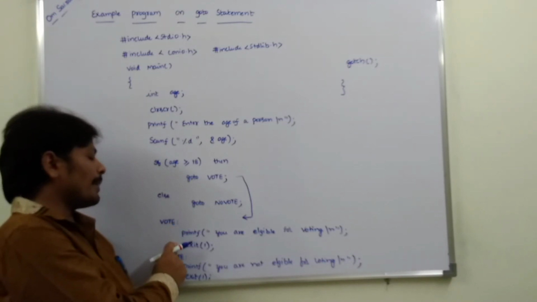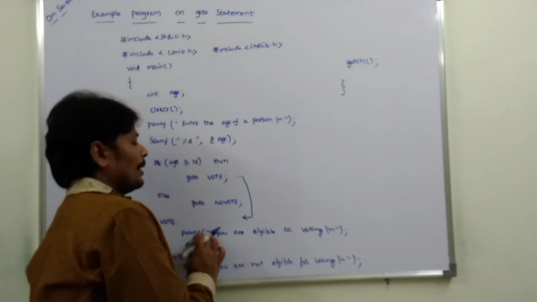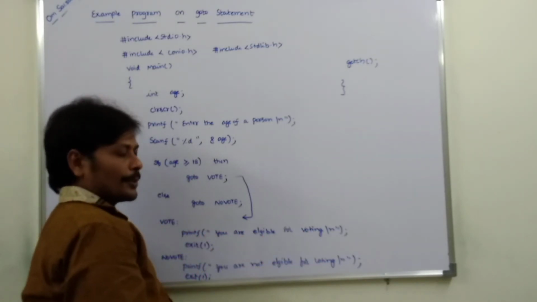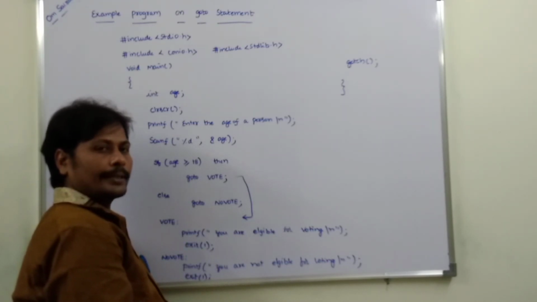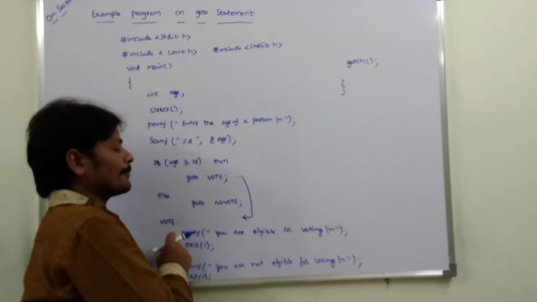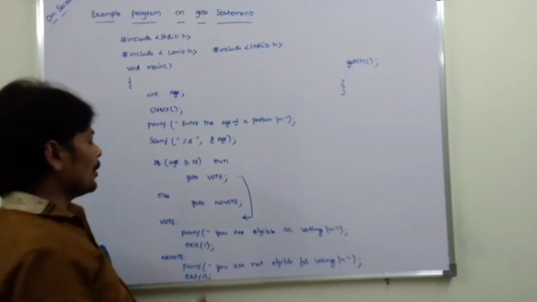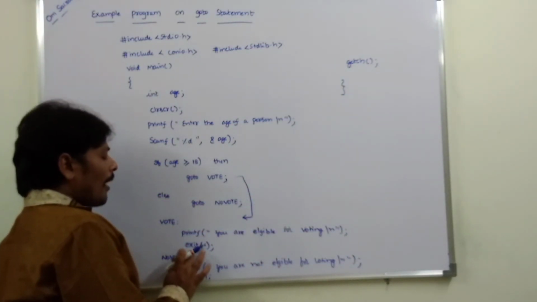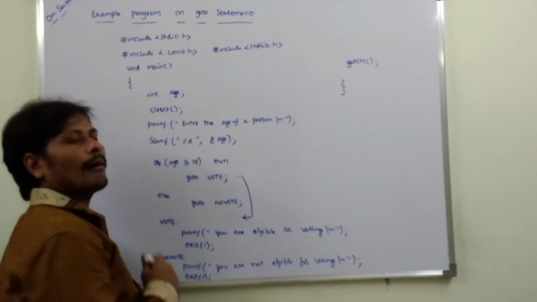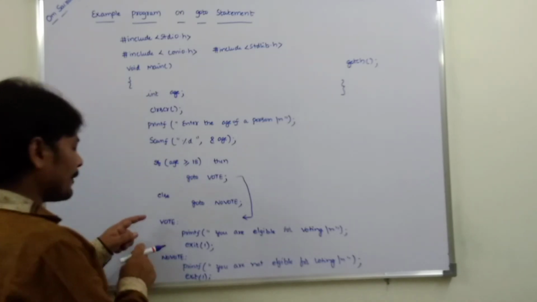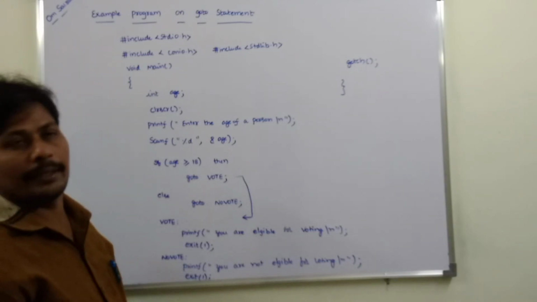Whatever statements are within the label are executed. So printf, you are eligible for voting, this statement is printed. Then exit(1), so here we exit from the label. Then getch. Suppose we are not using exit(1); then the next label would also be printed. So to separate these 2 labels, we are using exit(1).